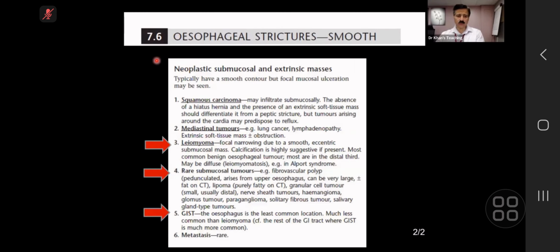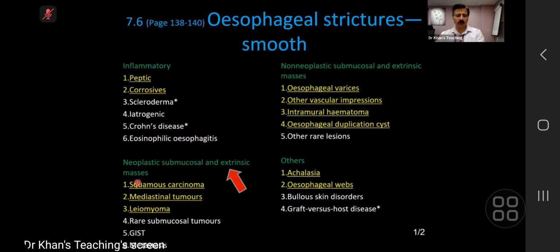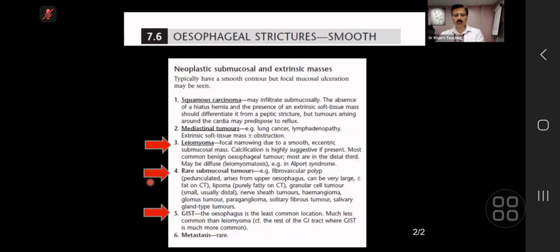Read it carefully. 7.6. One of the subheadings is inflammatory, neoplastic, submucosal, and I was going into this territory: submucosal lesions and extrinsic masses. So submucosal lesions, leiomyoma. Your book tells you that this is the most common, a smooth eccentric submucosal mass. Calcification is highly suggestive, and it can be multiple also.